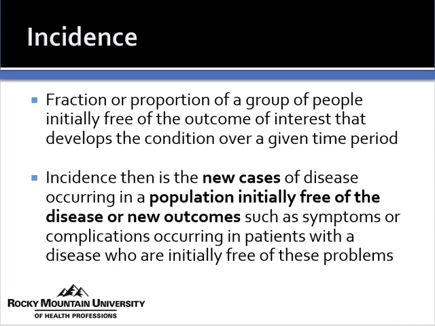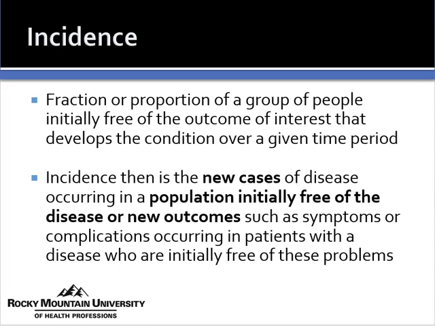Let's talk about incidence. Hopefully you have a good idea on prevalence. That's answering the question, what is the proportion of a population with the disease, typically at one point in time? Incidence now is that fraction or proportion of a group of people initially free of the outcome of interest that develops the condition over a given period of time. So these are the new cases.